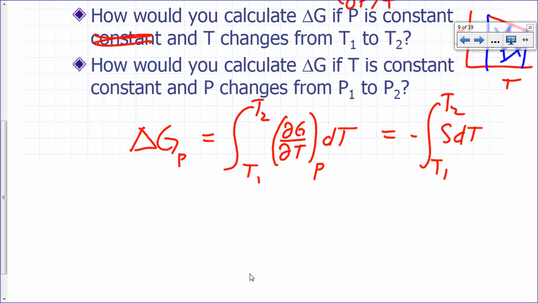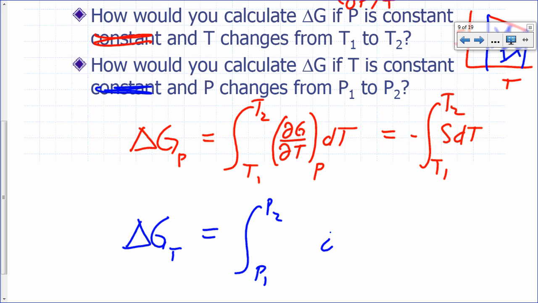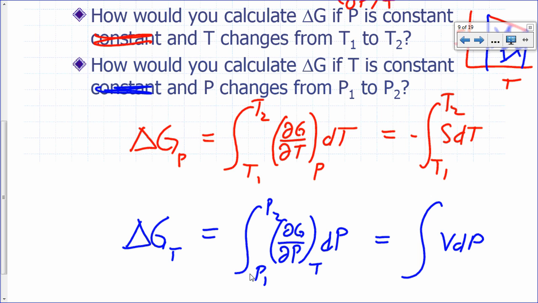So, what about this next question? How would you calculate delta G if T is constant and the pressure changes from P1 to P2? Integral from P1 to P2, d what? dP. What partial derivative could we put here? Partial of G with respect to pressure at constant temperature. And that's just integral of V dP, right? From P1 to P2.